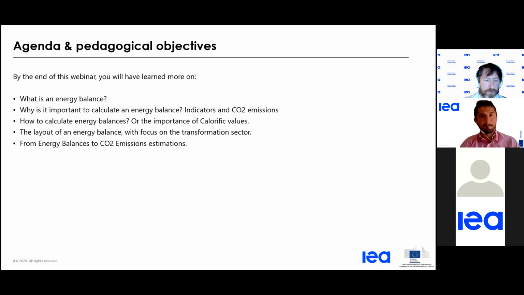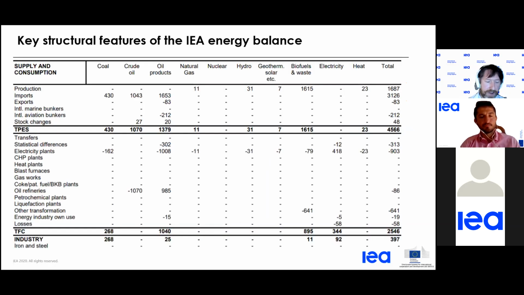So now let's move on to the layout of an energy balance. Here we see a typical balance. The columns represent the various products and the rows represent the energy flows. And there are three main blocks of flows, as Gianluca already explained. So you have supply at the top, transformation in the middle, and finally consumption at the bottom. Obviously this has been cut off. There's a lot more consumption rows that are hidden from view here.